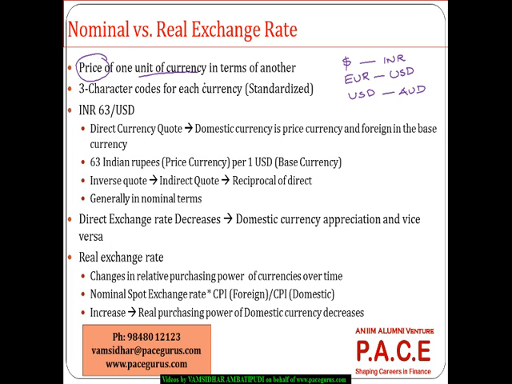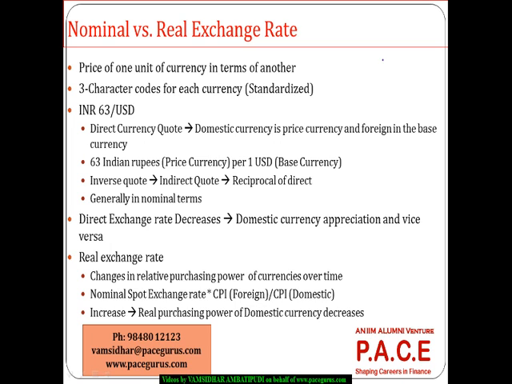And what we see in the foreign exchange markets across the world is that for each currency there is a 3-character code that is standardized. Like US dollar, we represent it as USD. For Japanese yen, JPY. Indian rupee is represented as INR. Euro, EUR. Australian dollar, AUD. So we find some kind of standardization in the notation used for the different currencies across the world.